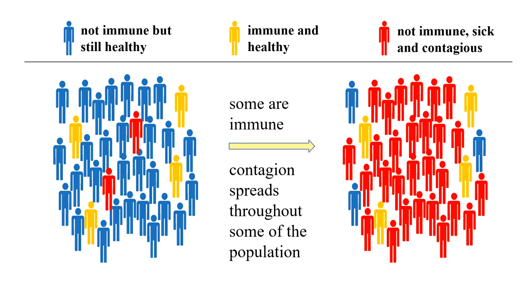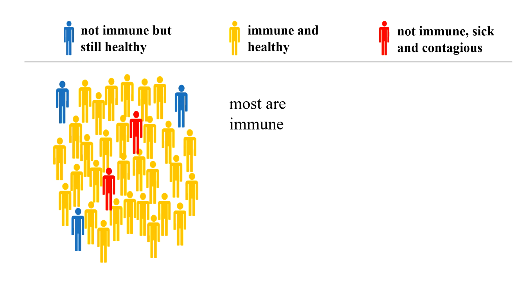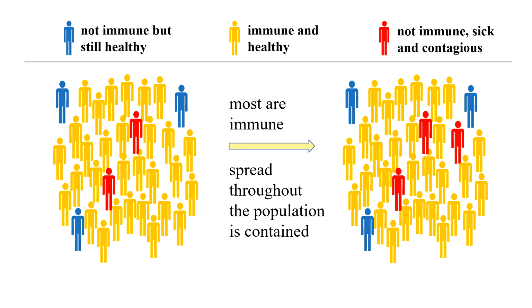And then you have the third or last scenario where you have a lot of immune individuals in the population, a lot of individuals that are not susceptible to getting the disease. And as most of these individuals are immune, then obviously the spread throughout the population is contained. So how do we achieve this herd immunity? Again, either through vaccination or immunization, or enough individuals have been exposed to COVID-19, develop immunity, and therefore it contains the spread of the virus throughout a larger population.